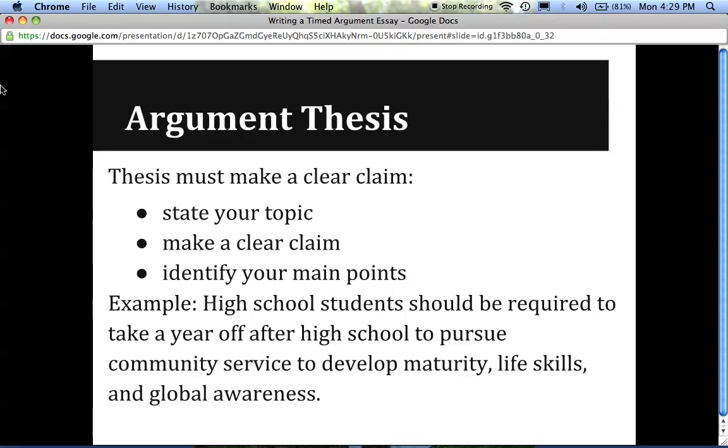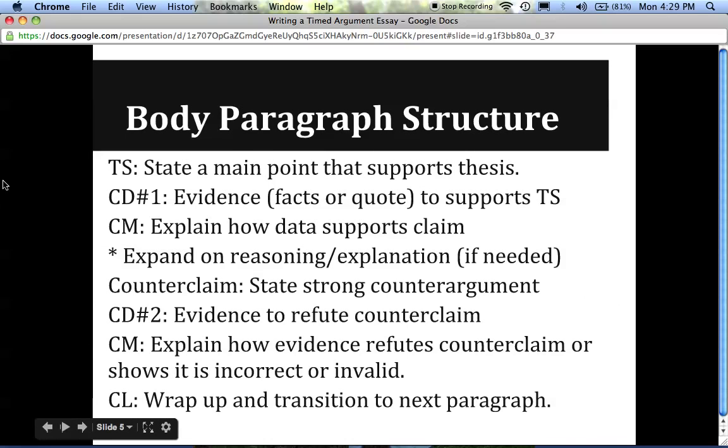Now you'll notice they did not write I or me. They did not use the first person. They stayed in the 3rd person, but it is very clear what their opinion is. So you want to do that as well. You don't need to have I believe, I think, I feel. Just state your opinion. It will be very evident to the reader.